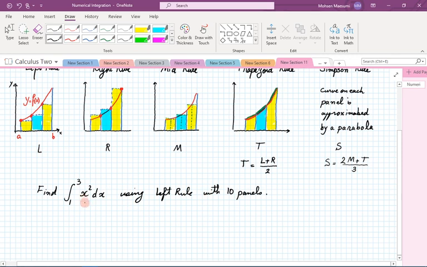Of course, back in calculus 1 you had an easy way of doing this. You say, well, find the antiderivative of this, which would be x cubed over 3. Apply the fundamental theorem from 1 to 3. So you plug 3 in, it becomes 3 cubed, and plug 1 in, it becomes 1 cubed, divided by 3, 26 over 3. All done.